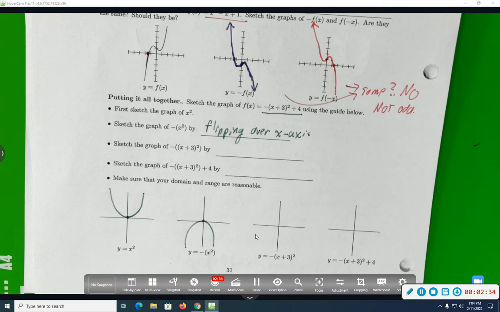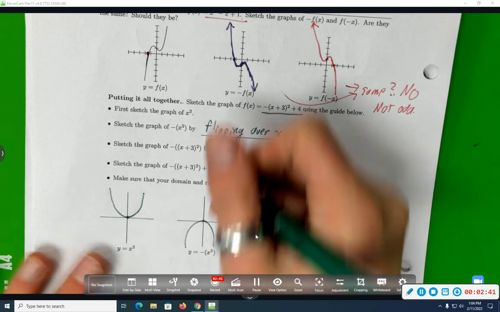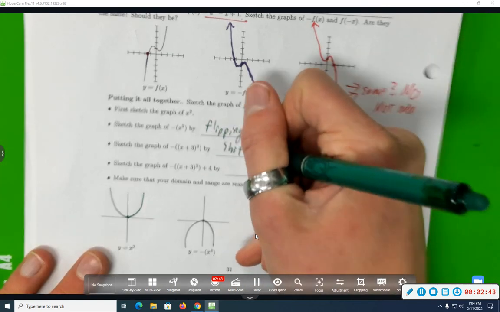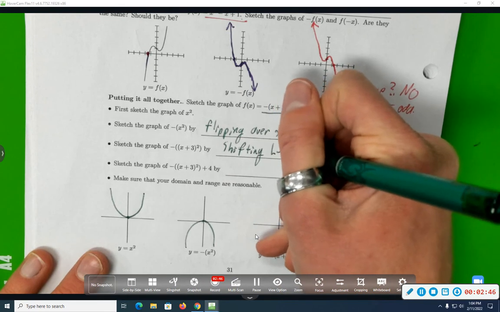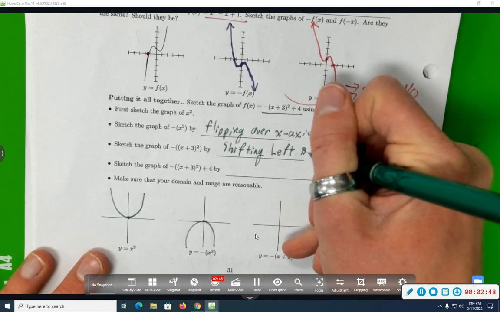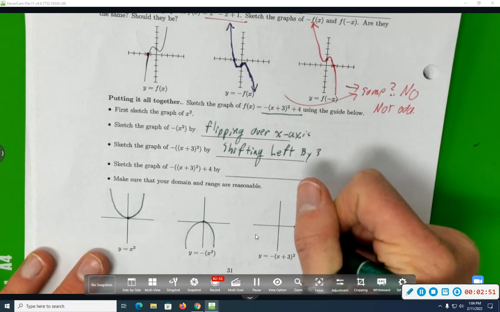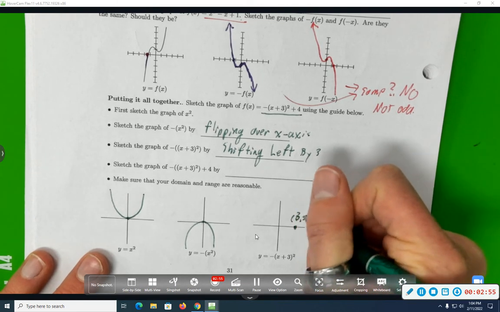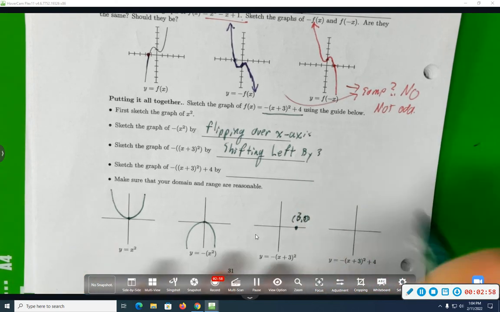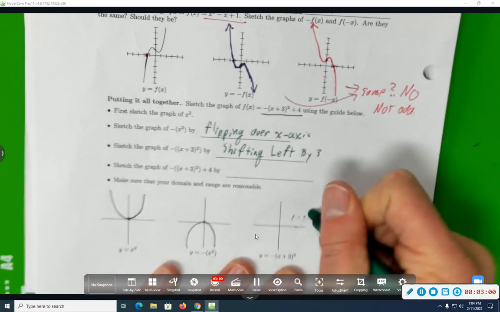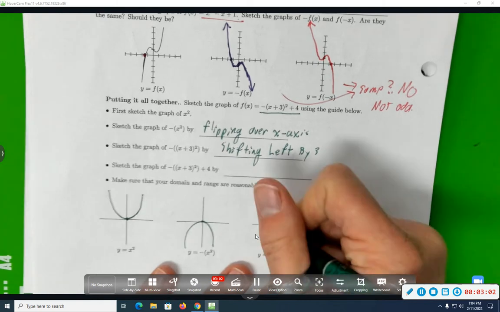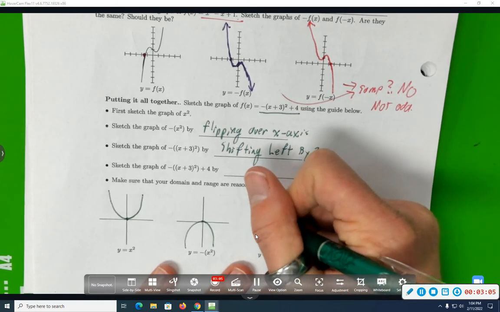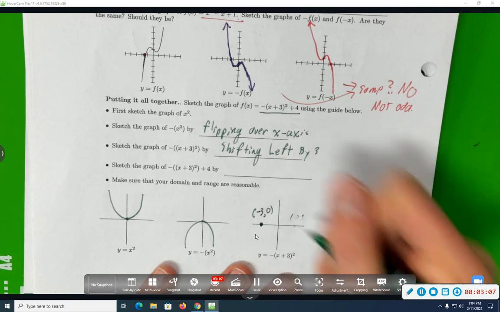Yeah, I see people just pointing at me. A shift left a total of 3. Shifting left by 3. So it's there. Maybe I'll label it. That's 0, 3. Nope, 3, 0. And that's right, not left. It's been a long semester. Minus 3, 0.